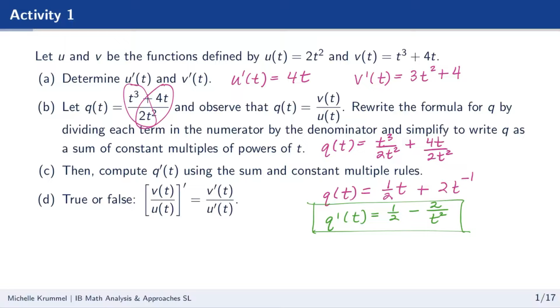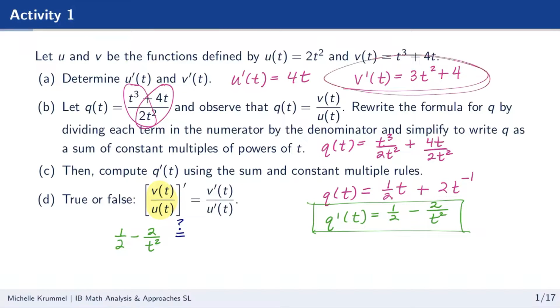Part D says, is this statement true or false? The derivative of v over u is equal to the derivative of v over the derivative of u. Well, what is the derivative of v over u? That's the derivative that we just found. That's the 1/2 minus 2 over t squared. Is that equal to, that's what we're trying to figure out, true or false, the derivative of v over the derivative of u?